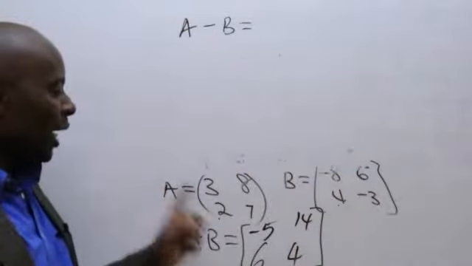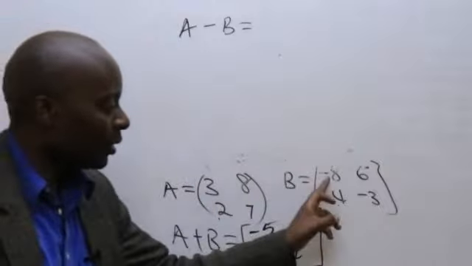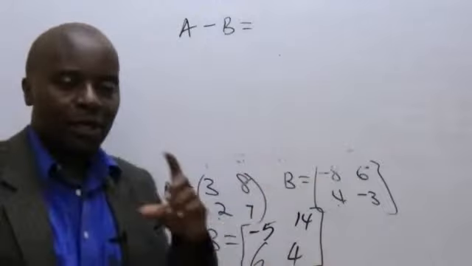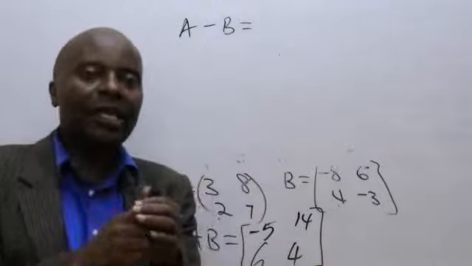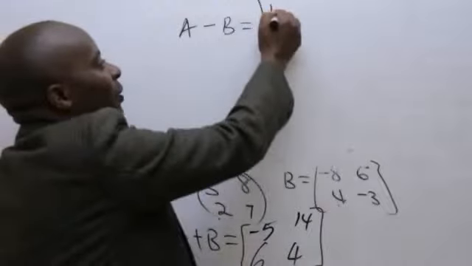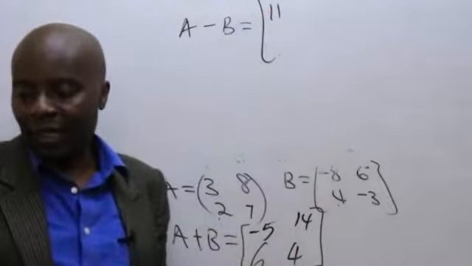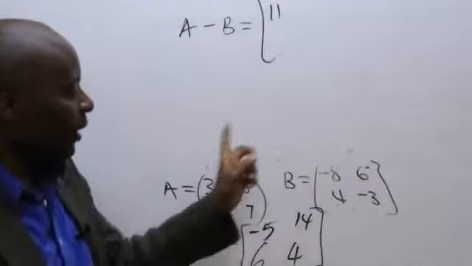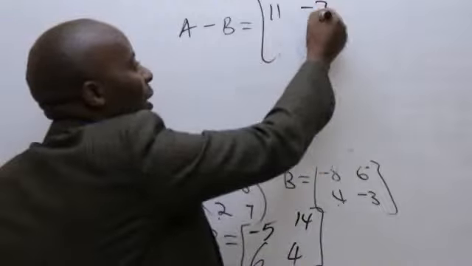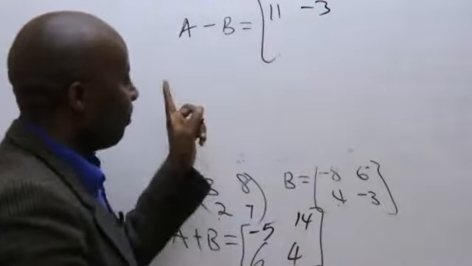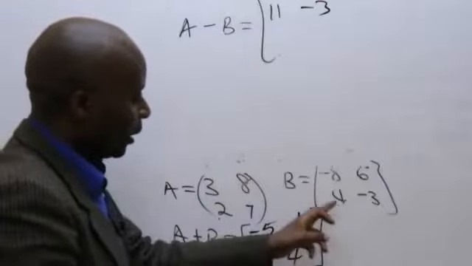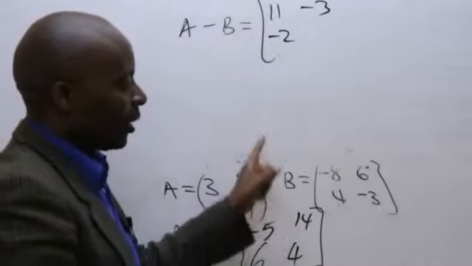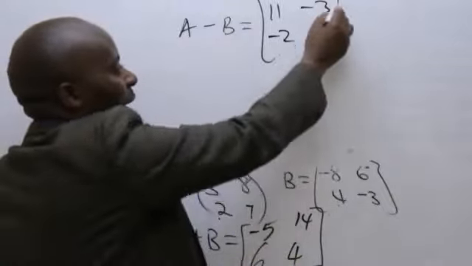So corresponding elements, like now 3 minus, there's this minus. So we have 3 minus 8, that will give us what figure? That will give us 11. From there, ladies and gentlemen, we have here 3 minus 6, that will give us minus 3. And then we have here 2 minus, this minus, 2 minus 4, that will give us minus 2. And then we have 7 minus 3, that will give us 10.